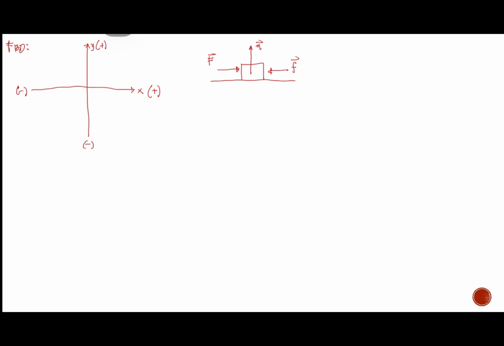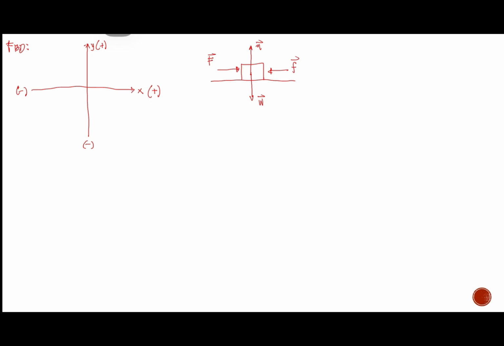And then we have the last one, which is the weight. Weight is the gravitational force that the earth exerts on the object or on our body. So it is directly straight downwards. So the forces acting on our box or object are the normal force, the friction force, the weight, as well as the applied force that you have applied to push the object to the right.